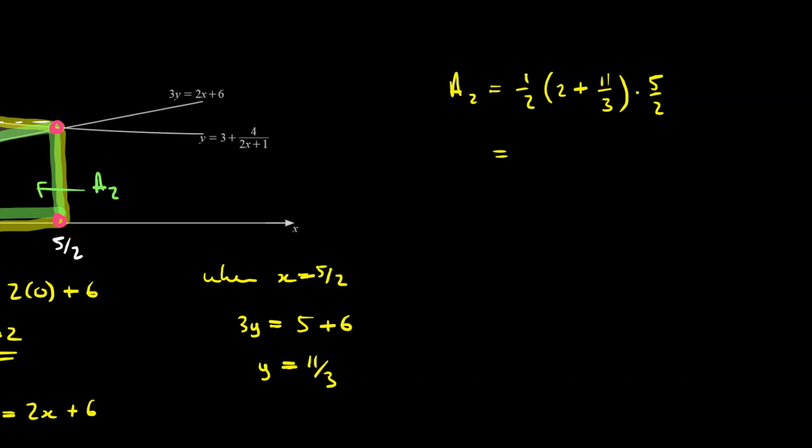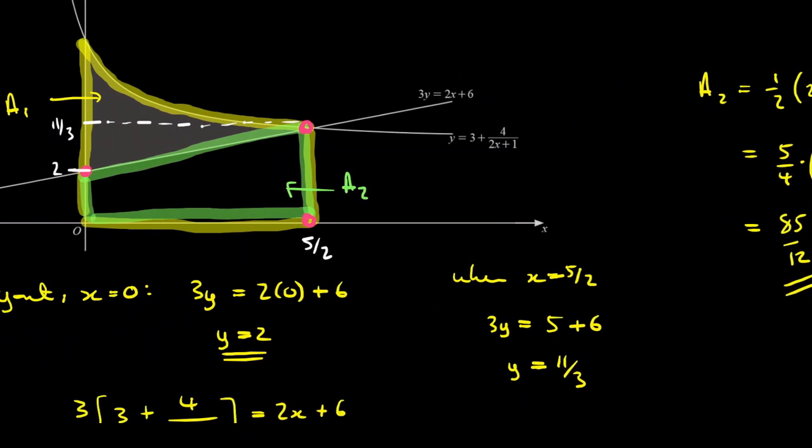So let's try to simplify that. First of all, I'm going to get 5 upon 4 times, if I do 2 plus 11 upon 3, that's going to be 17 upon 3. That's not going to simplify very nicely. So 5 times 17 is 50 plus 35, that's 85 upon 12. So the area 2 is 85 upon 12.